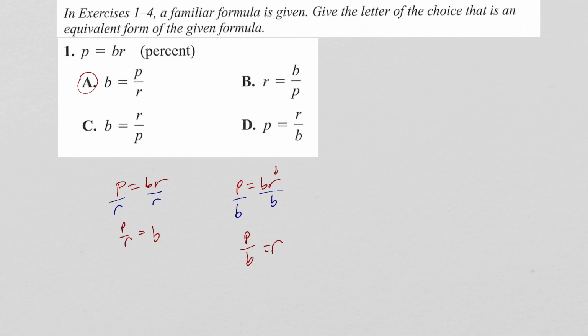Actually, that's not there, and you know that we already solved for P. We know that it's BR. It's not going to be this, so that can't be this. This can't be true because it's the other way around. And when we solve for B, we know that it's P over R, not R over P, so that's not true. So the only choice that works is A.